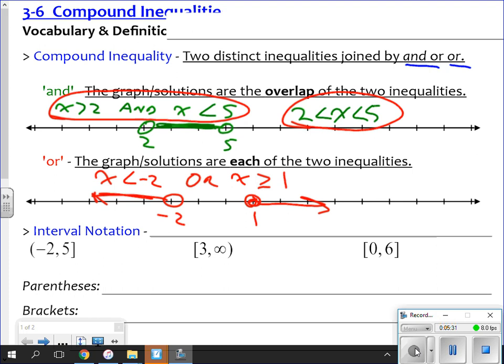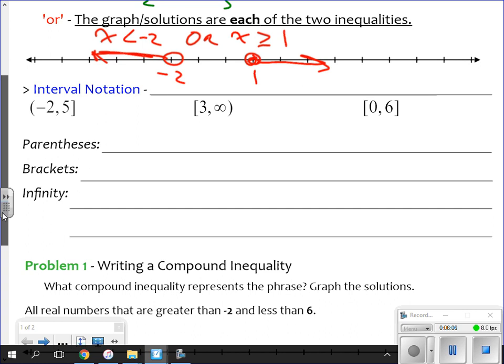If you have an or and you end up with both arrows pointing in the same direction, you messed up somewhere. Probably forgot to flip an inequality when you divided by a negative or something like that. So if you have an or and they're both pointing in the same direction, you made a mistake on one of them, because they do need to be pointing in opposite directions if you have an or. So it's a good way of checking your work while you're doing it. Okay. Next part, interval notation.